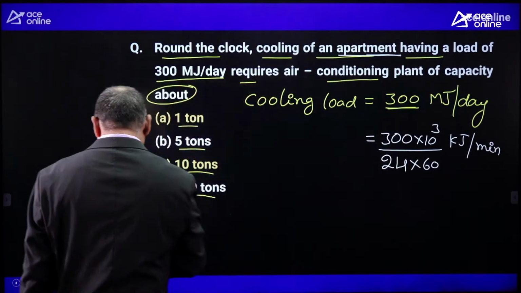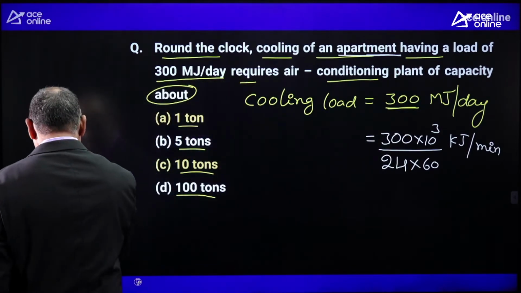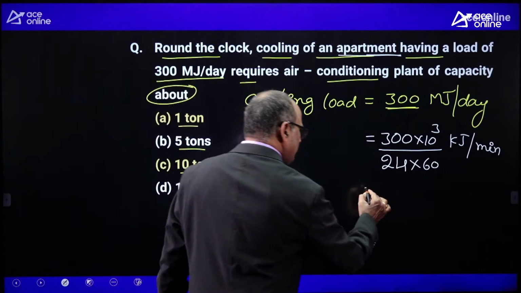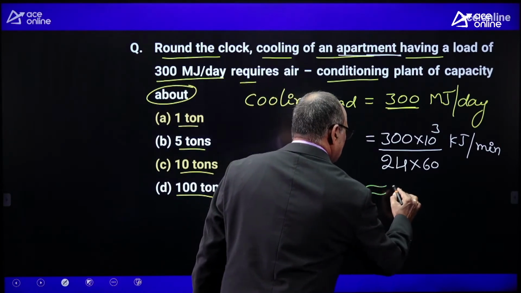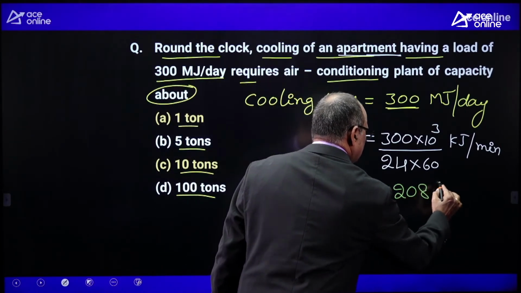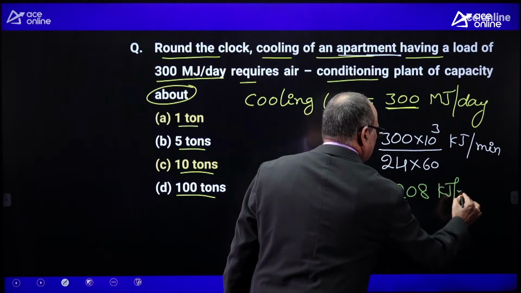Now you simplify that value. If I simplify that value, it gives approximately 208 kilojoules per minute.